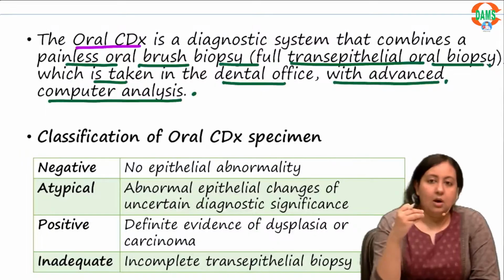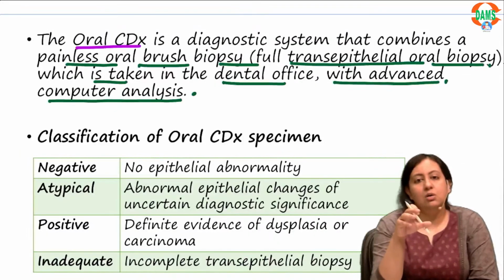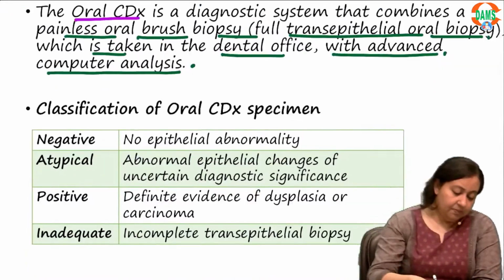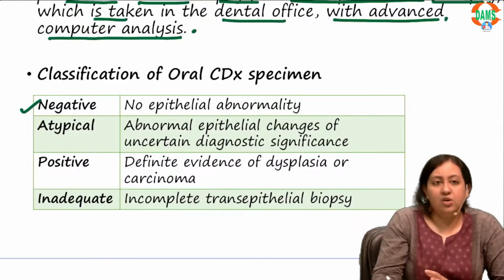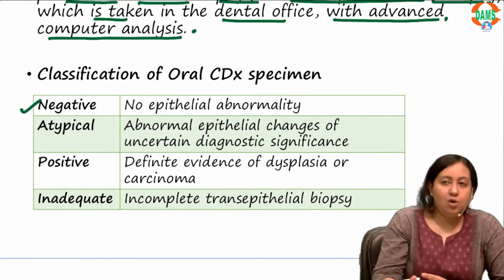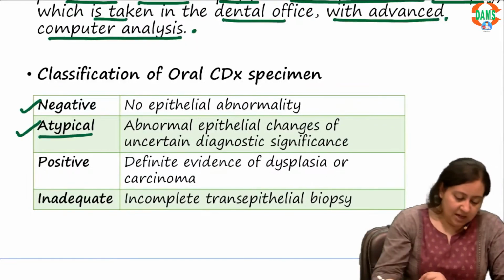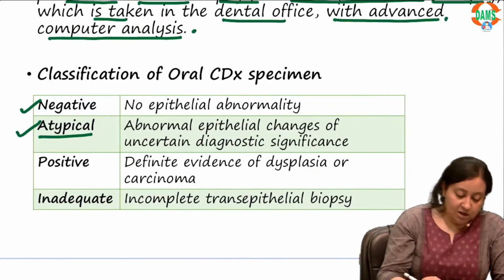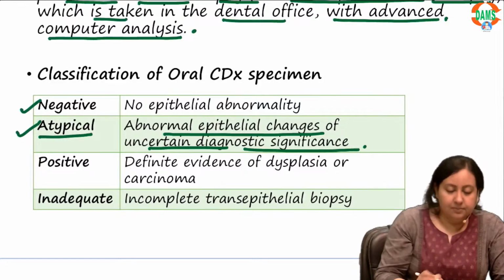Now how is the interpretation of a specimen done for oral CDX? The first is negative. That means everything is normal, there is no epithelial abnormality, the cells are normal. The second one is atypical. This means abnormal epithelial changes, but of uncertain diagnostic significance.